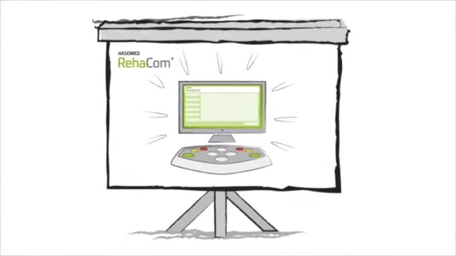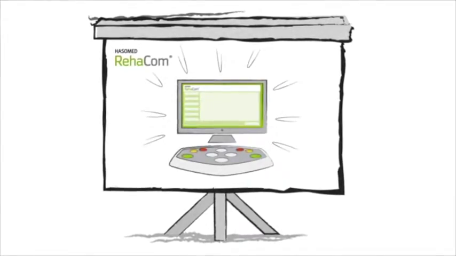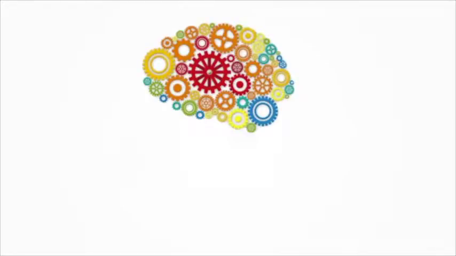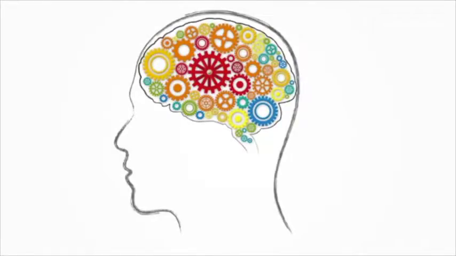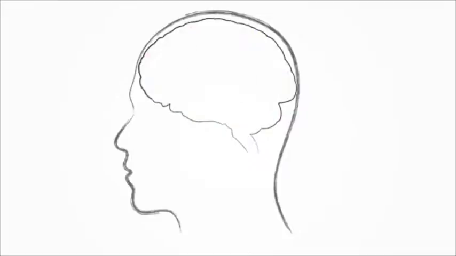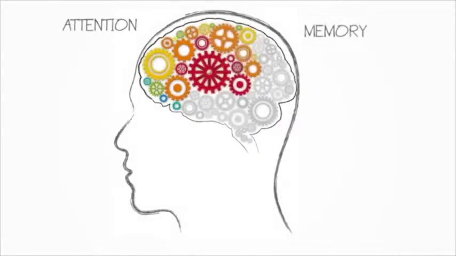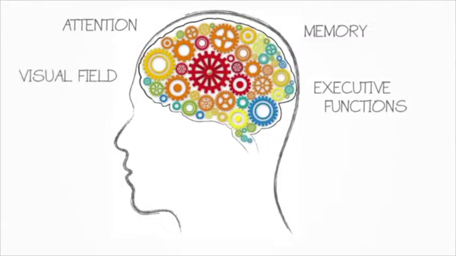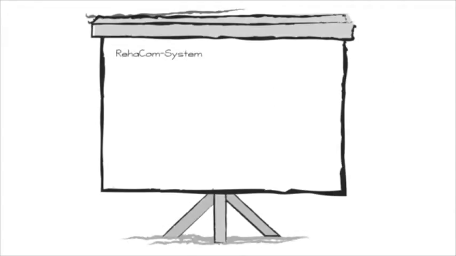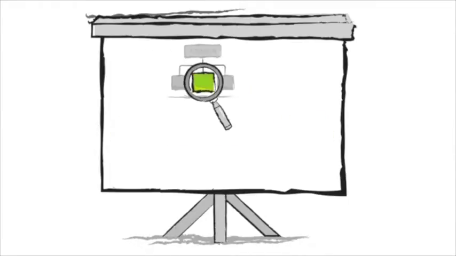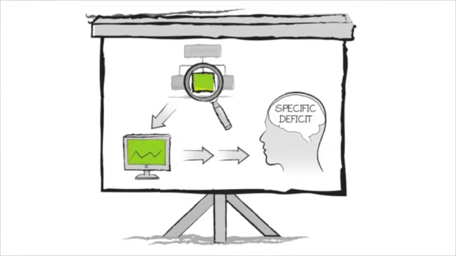Welcome! This is an introduction to RIACOM. RIACOM is a modular system used for cognitive therapy. Through regular use, RIACOM forces neuroplasticity and helps patients to improve their attention, memory, executive functions and visual field. The RIACOM system consists of more than 20 therapy modules. Each module can be seen as a separate, large training program which helps to improve a specific cognitive deficit.